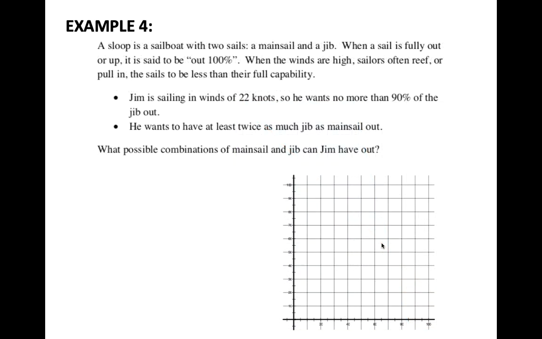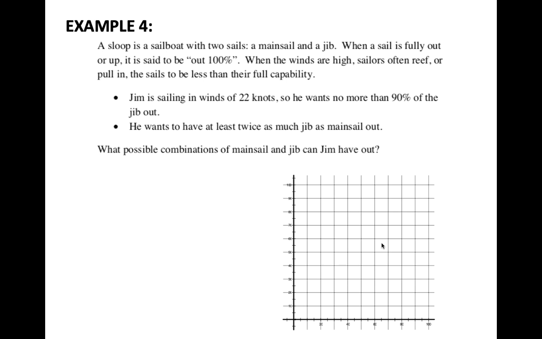Okay, now this one. This one is a bit of a confusing word problem because of the actual context. It's talking about sailing. If you've had the privilege of learning how to sail, this will make more sense to you. But a sloop is a sailboat with two sails. So it's got the mainsail and what they call the jib. So when a sail is fully out or up, it's said to be out 100%. So when the winds are really strong, sailors often do a condition that they call reefing, or they pull it in so the sails are less than their full capacity.